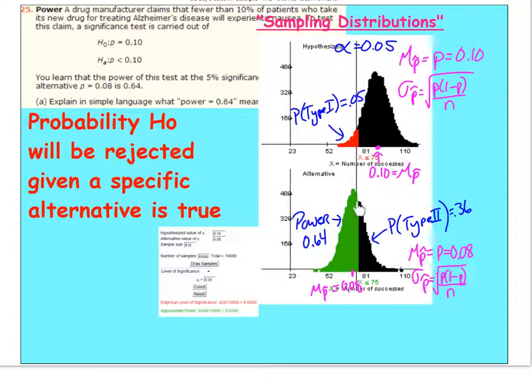So this curve here, the mean at this one is at 0.08. Again, if this is at 10, this would be at 8 on the number line. So if we drop that alpha of 5% straight down, this is the power right here of 64%. By definition, it's our probability that H sub 0 will be rejected, because anything to the left of this alpha gets rejected, given a specific alternative is true. So that's what the 64% means.